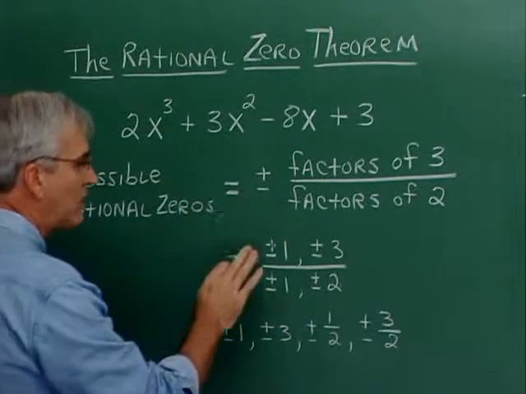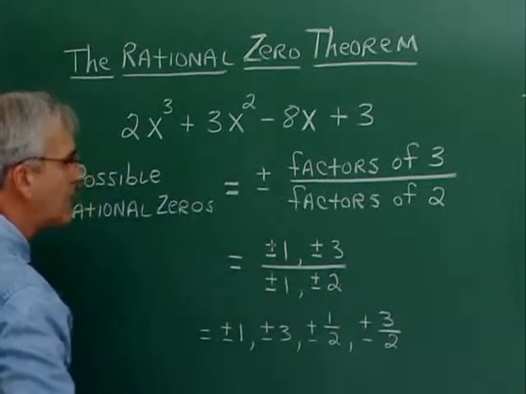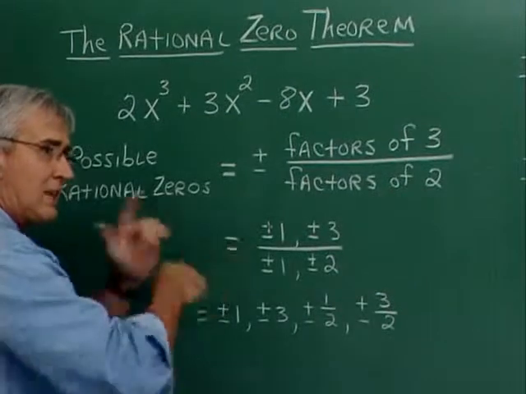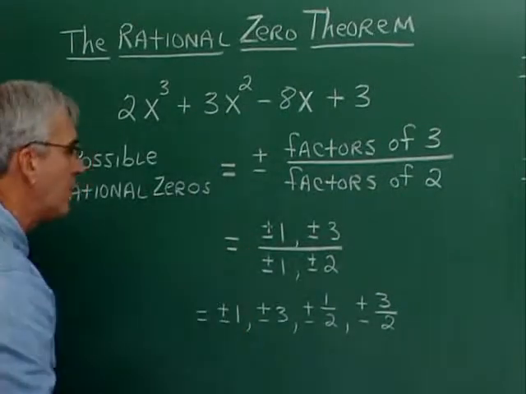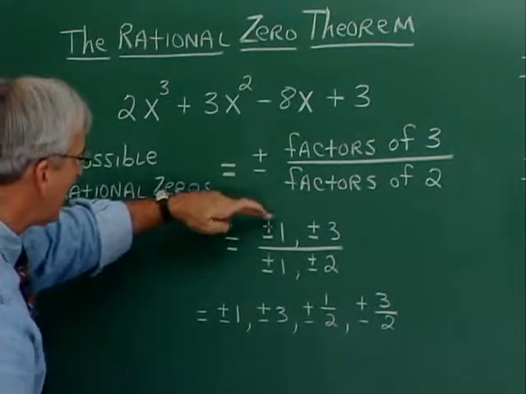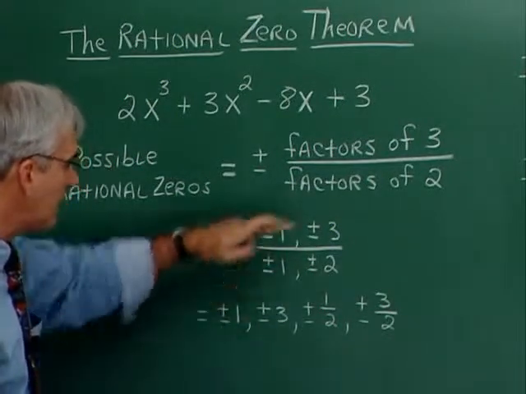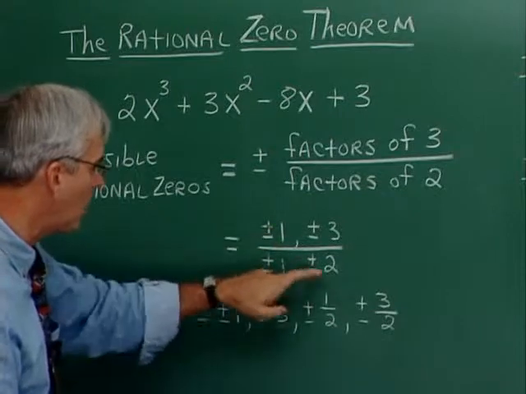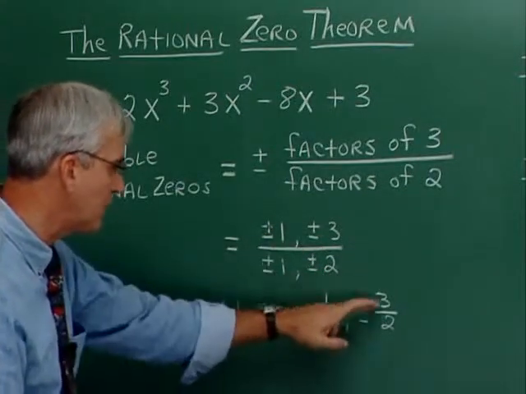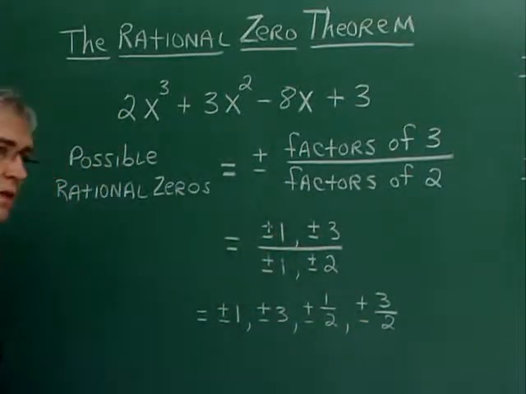Now notice I have plus or minus before each one of these. So it's plus or minus every combination that we can make here. And if we're thinking about the items up here over 1, it's 1 over 1, which is 1. 3 over 1, which is 3. 1 over 2, which is 1/2. 3 over 2 is 3/2. And it's plus or minus each one of those.